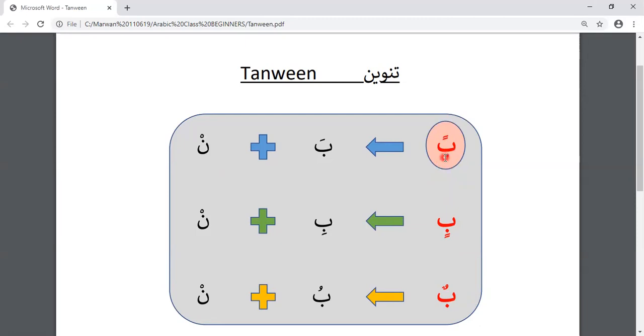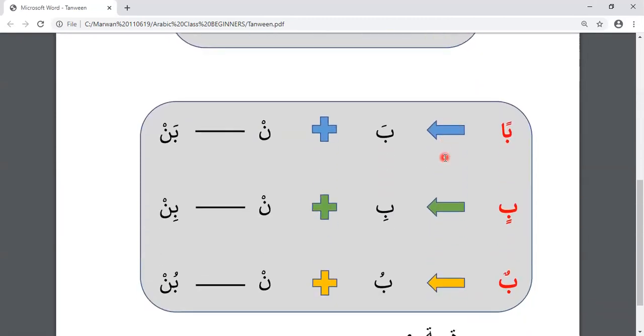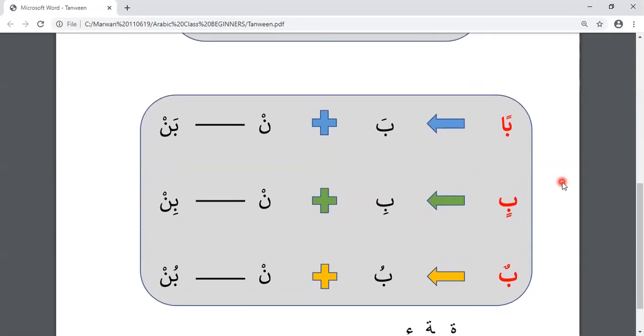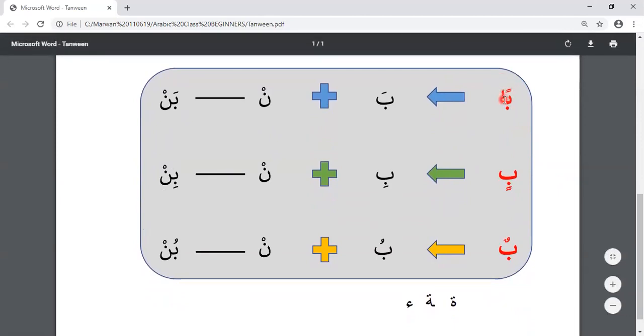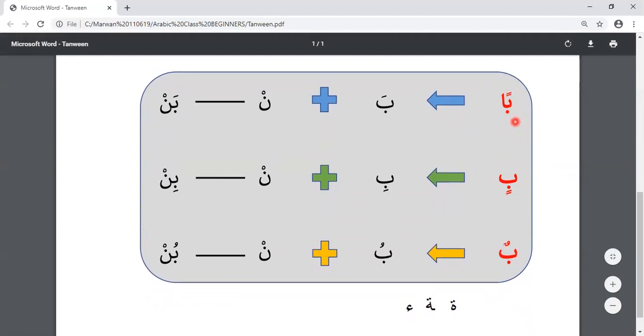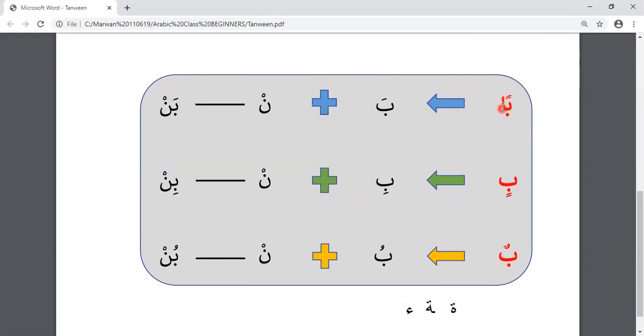Now, why did I put a circle here? Because really, the way you're gonna see it is like this. This is the real way you're gonna see it. For the ban, the n form, you're always gonna see an alif at the end of it. The bin and the bun are gonna look like that. And this, even though it will look like there's an alif with it, it's still pronounced like I said.